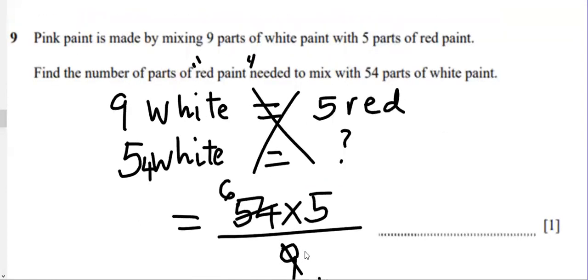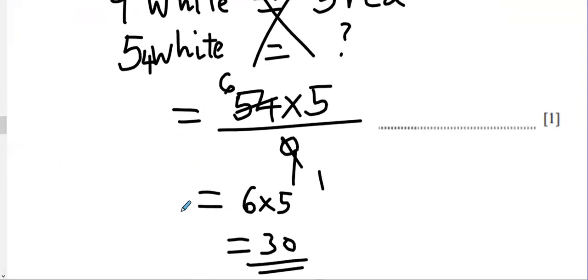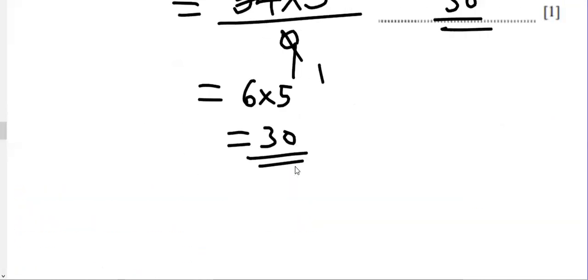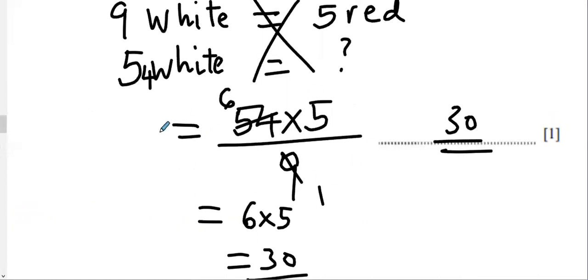So the question is, find the number of parts of red paint needed to mix with 54 parts of white paint. So the answer is 30. The answer is 30. So go ahead and write 30 there. And then you're good to go. Okay, so just pause the video so that you can start copying this calculation and then move to the next question.